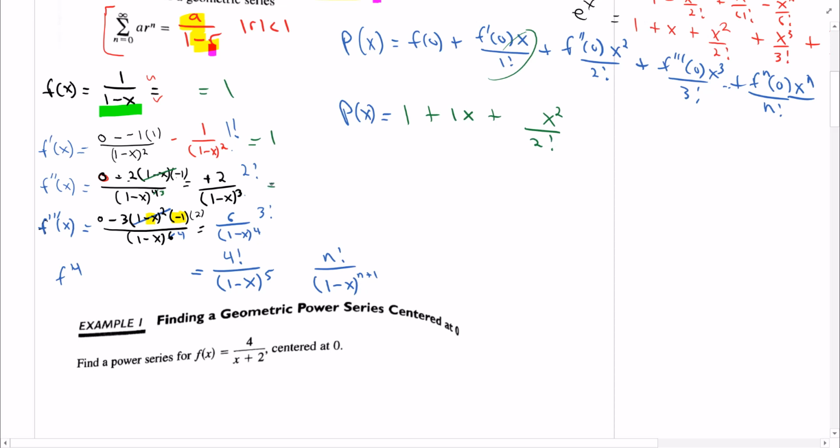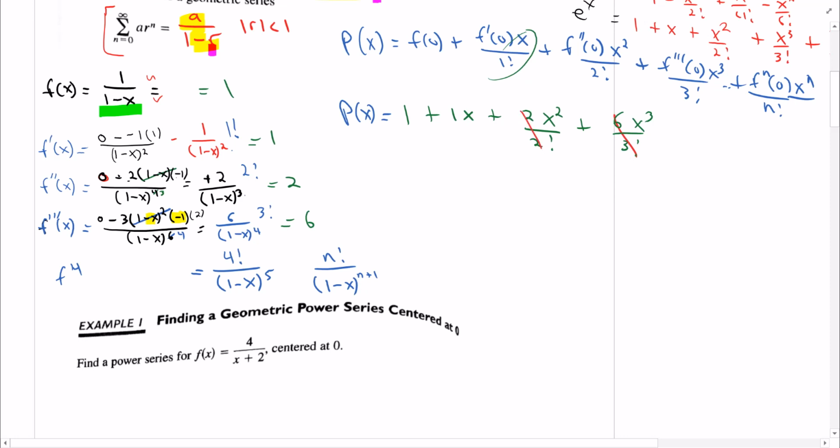In this case, if I plug in 1, I'm going to get 2. Right? So we put the 2 up there. If I plug in 1 to the third derivative, we're going to get 6. So for the third derivative, we have 6 times x to the third over 3 factorial. But remember, 3 factorial is 6, right? So these are going to cancel. Those are going to cancel.